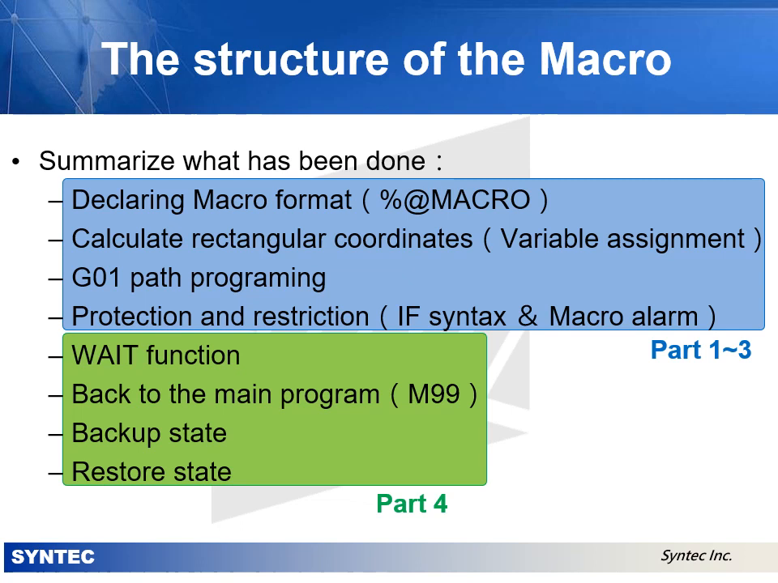But the order of the teaching videos is not the order of content in the macro. In fact, the first step is declaring format, the last step is back to the main program. The second step is the backup state, the second to last step is the restore state. The protection and restriction is prior to the calculate coordinates, and the wait function is between the calculate coordinates and the path programming. Therefore, the third step is protection and restriction, the fourth step is calculate coordinates. Finally, the fifth and sixth steps, respectively, are the wait function and path programming.